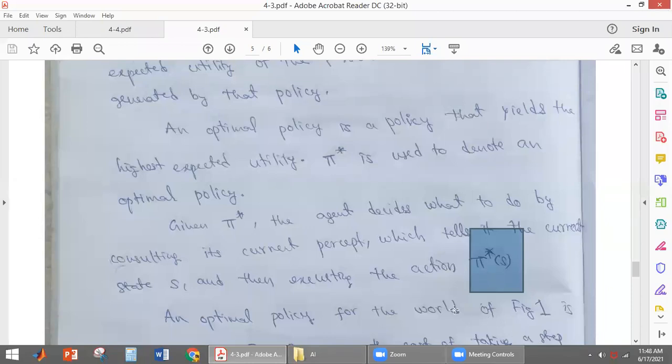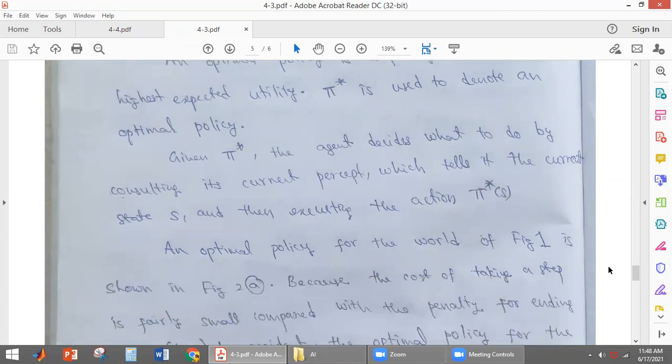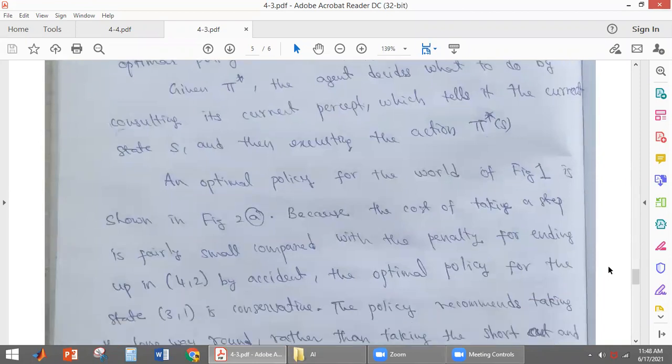How do you get the current state? By just getting the current percept. The current percept will give you the current state of the environment. Once we get the current state of the environment, the action will be taken on the current state. What is the action taken on the current state? Pi star of s is the action taken on the current state.